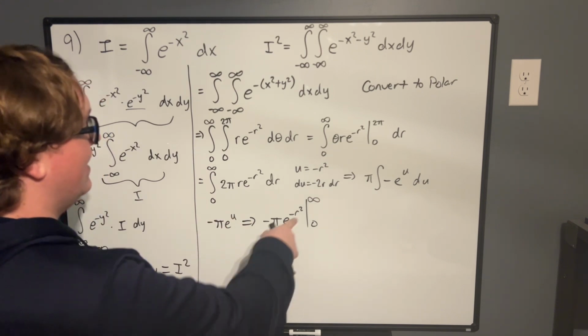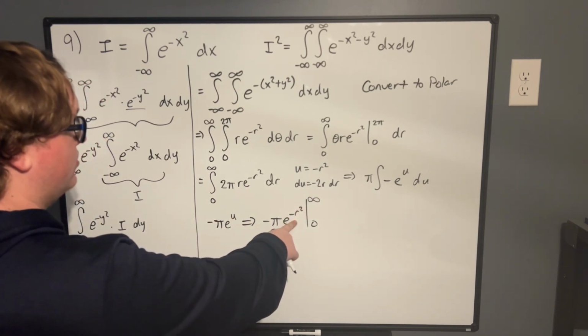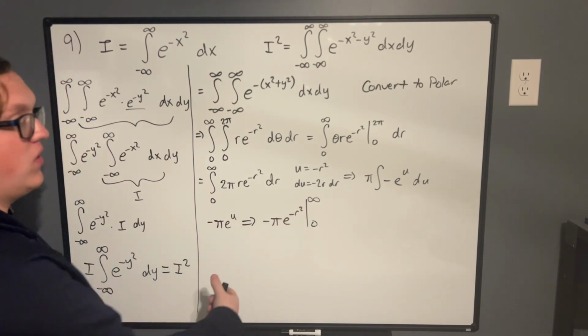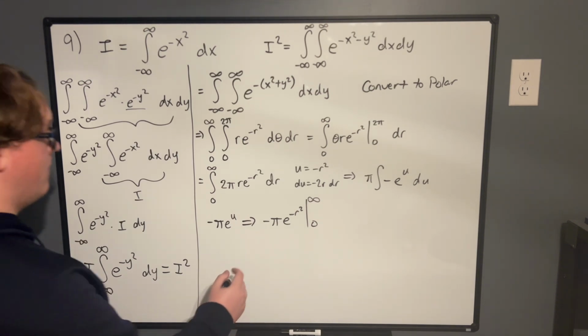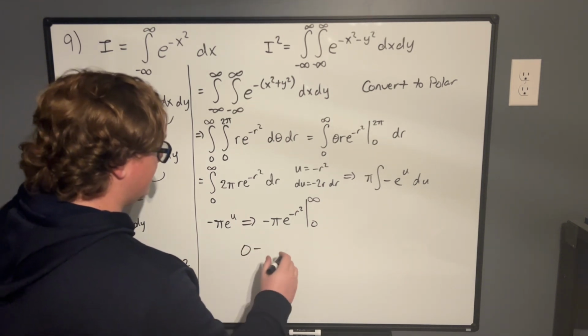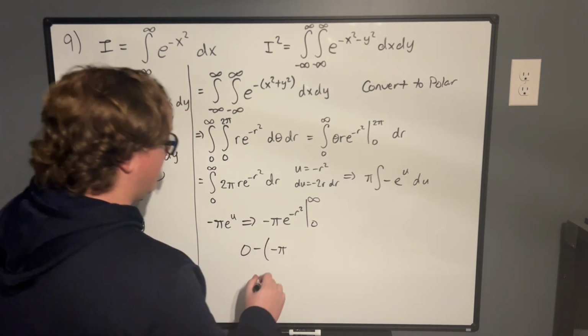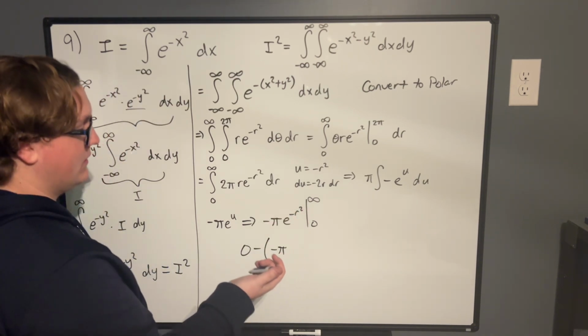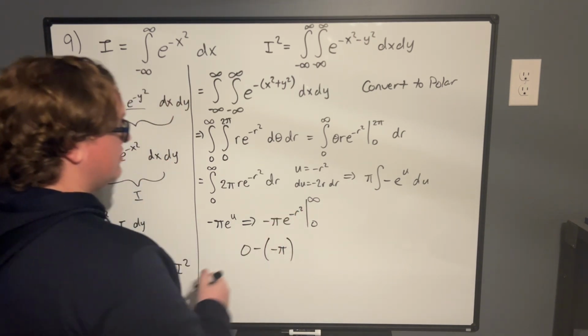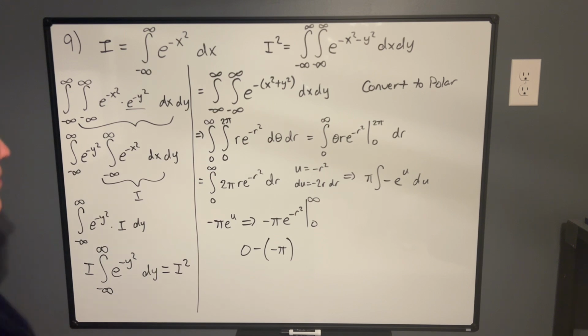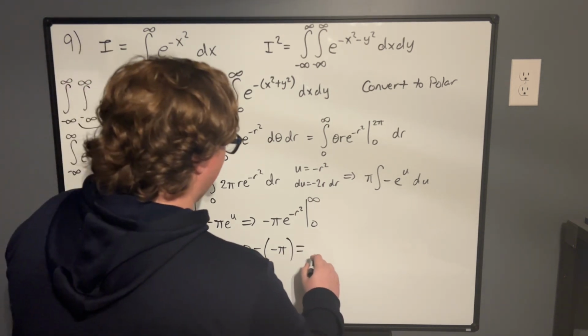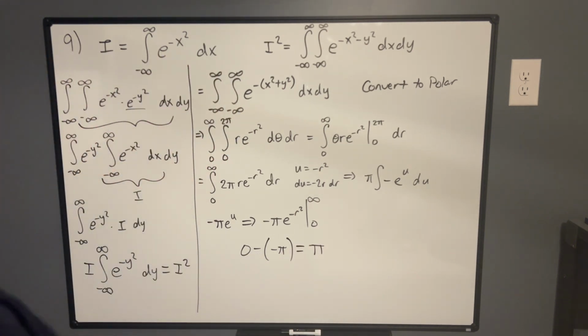It shouldn't change anything. When we plug in infinity for the first one, it's going to make this exponential term very large and in the denominator. So we go to 0. And then we have minus, so we'll have a negative pi, and then we'll have e to the 0. E to the 0 is just 1, so it's just 0 minus negative pi, and that is going to give me a positive pi.